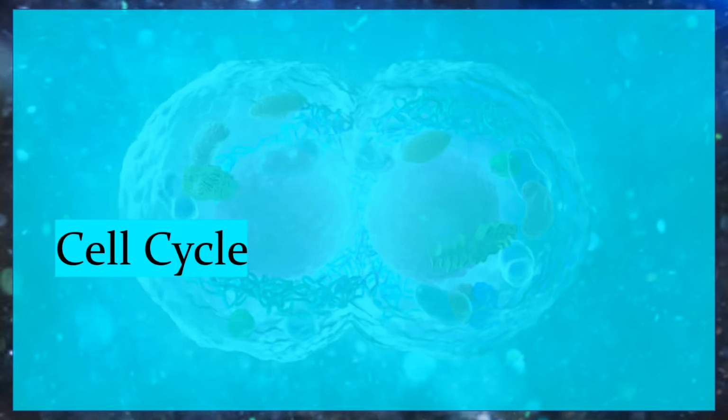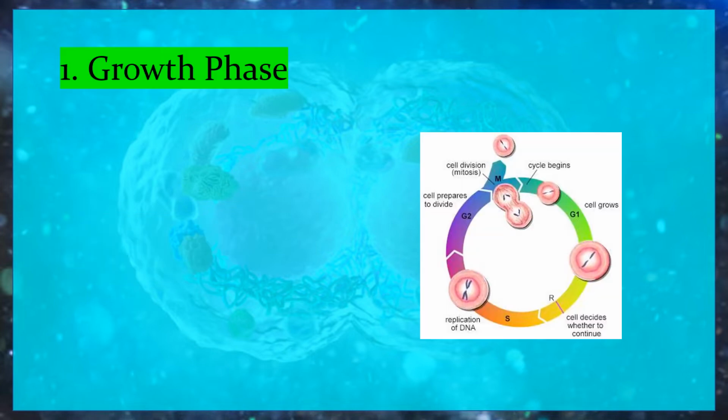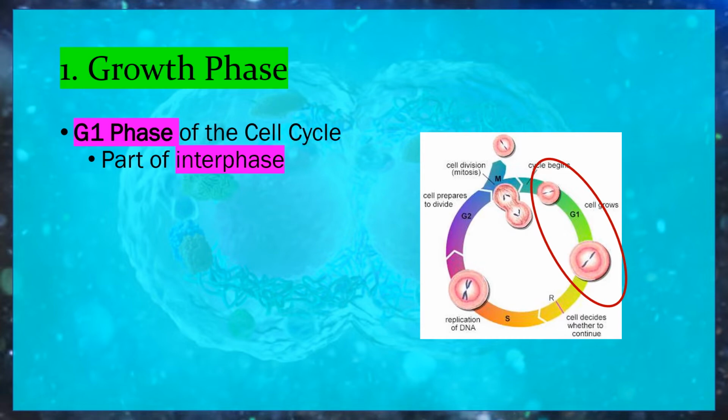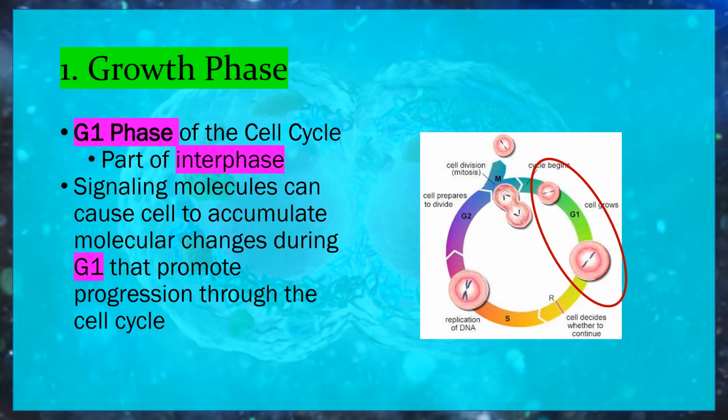Now we move on to the cell cycle. We have growth phase. So G1 of the cell cycle is growth phase, and it's a part of interphase. Signaling molecules can cause cells to accumulate molecular changes during G1 that promote progression through the cell cycle.